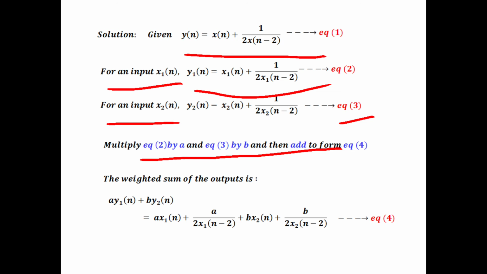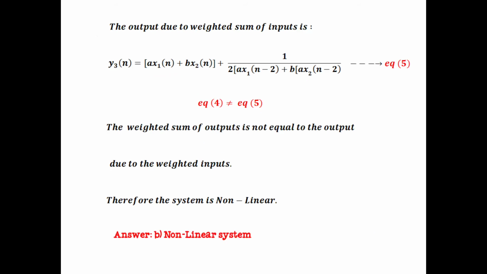So a y1 of n plus b y2 of n is equal to a x1 of n plus a divided by 2 x1 of n minus 2 plus b x2 of n plus b divided by 2 x2 of n minus 2. This will give you equation 4. This is nothing but the weighted sum of outputs. Let us write the output due to the weighted sum of inputs.